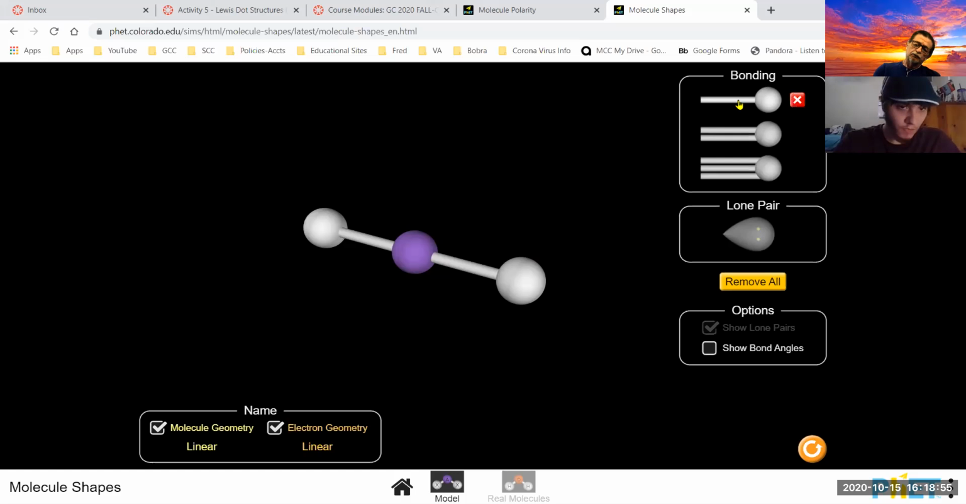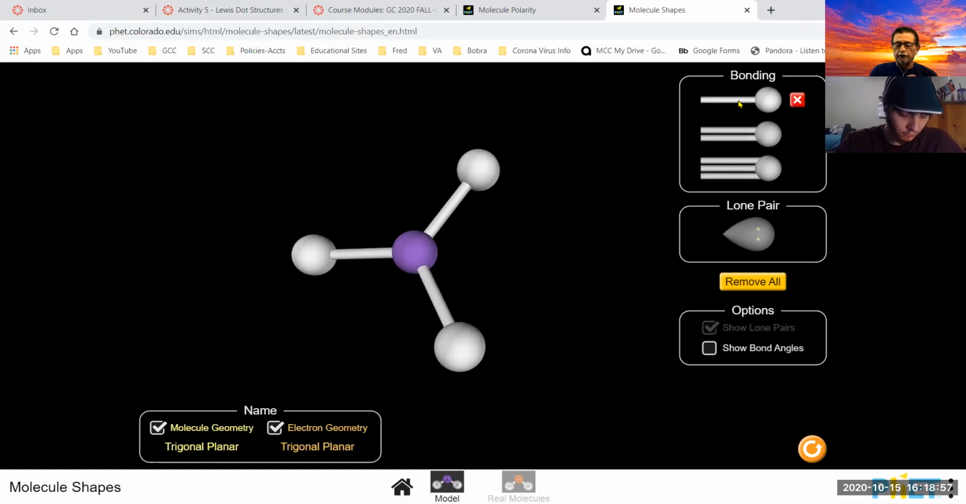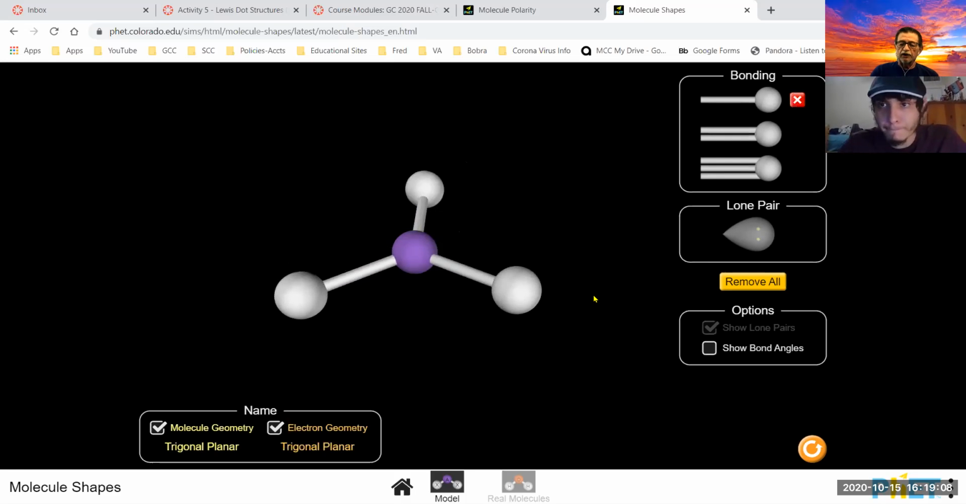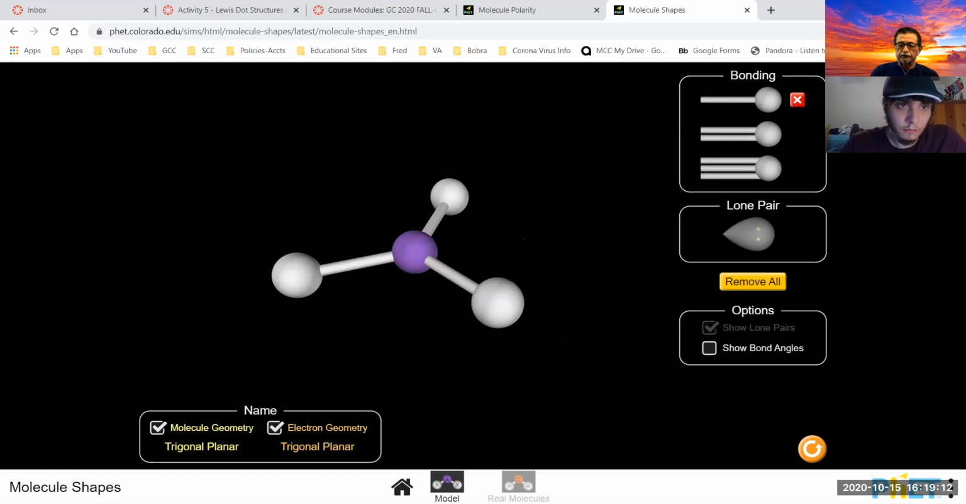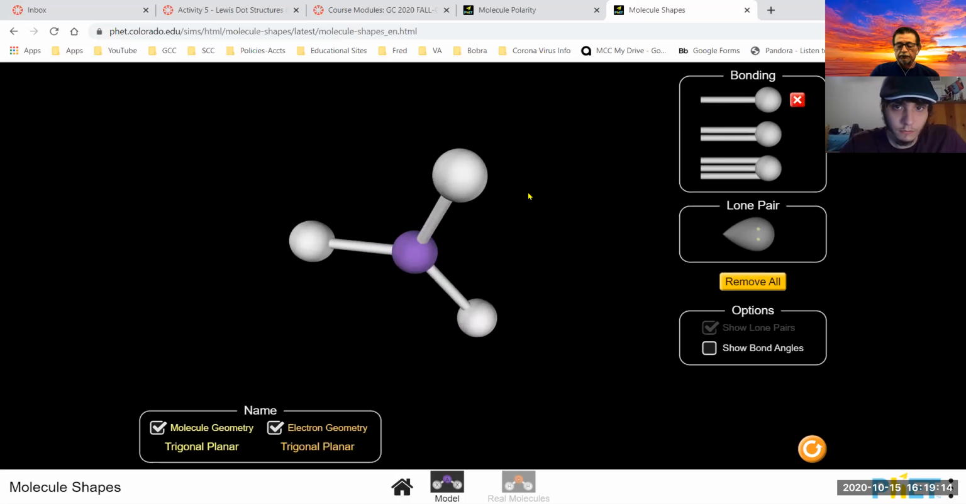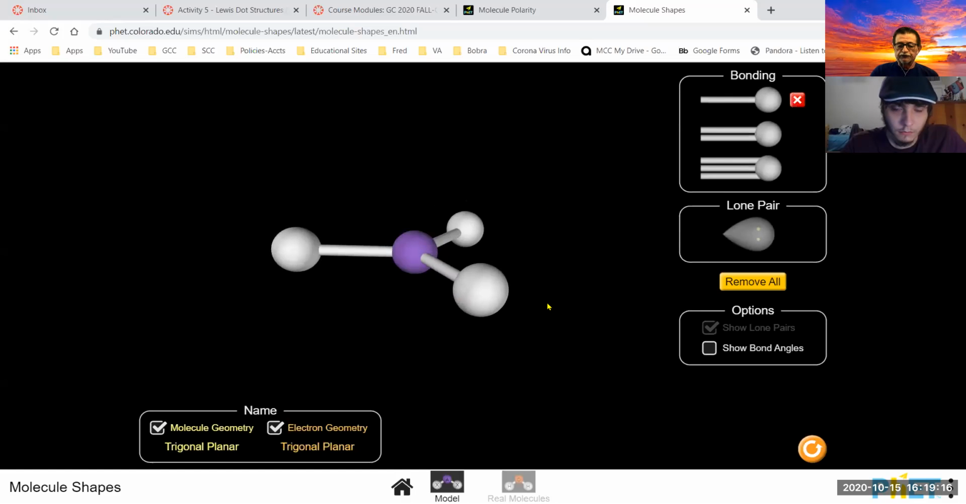Now let's add a third bond. Notice what happened. Again, because of the electron density in the bonds, they want to repel from each other and get the maximum separation. So when I have three things bonded to the central atom, I end up with this configuration, which is trigonal planar. Now we add one more bond.